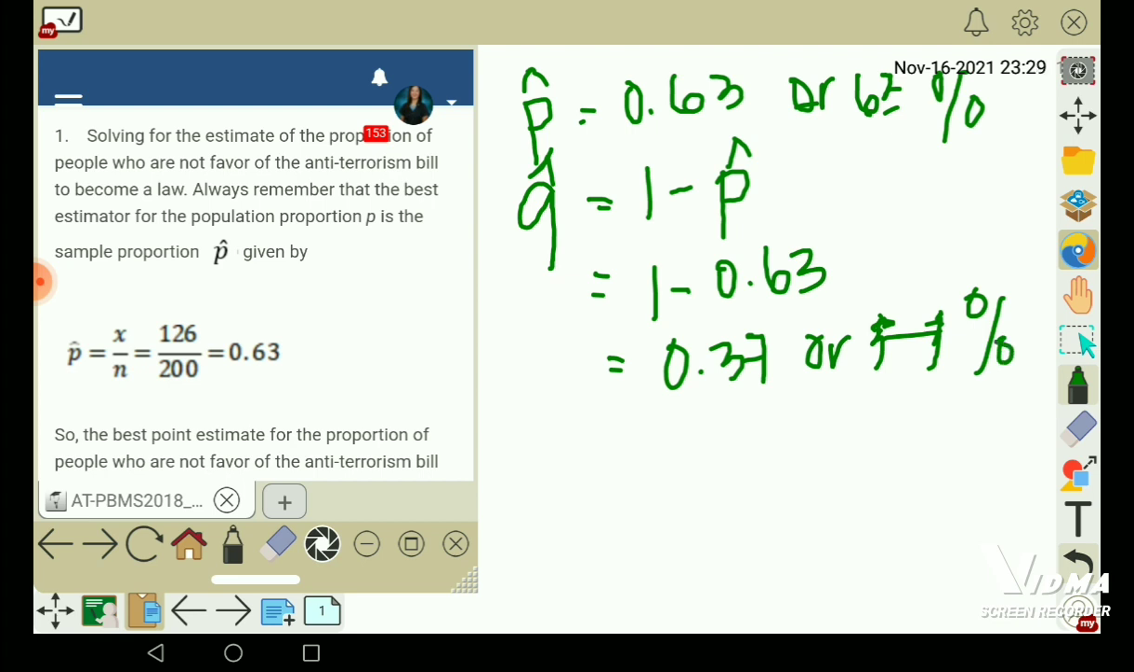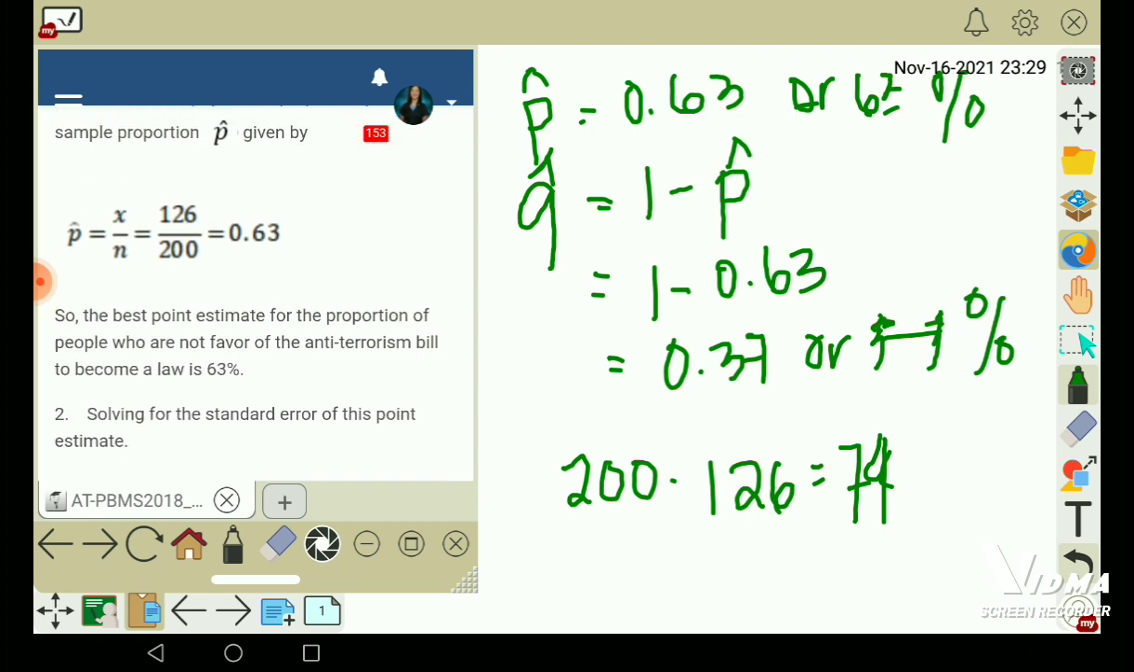So how would we know the number of people which composes 0.37? There are two ways actually. The first one is to multiply 200 by 0.37, and the second one is to simply subtract 200 minus 126, and that is equal to 74. We have 74 who are in favor of the anti-terrorism bill.